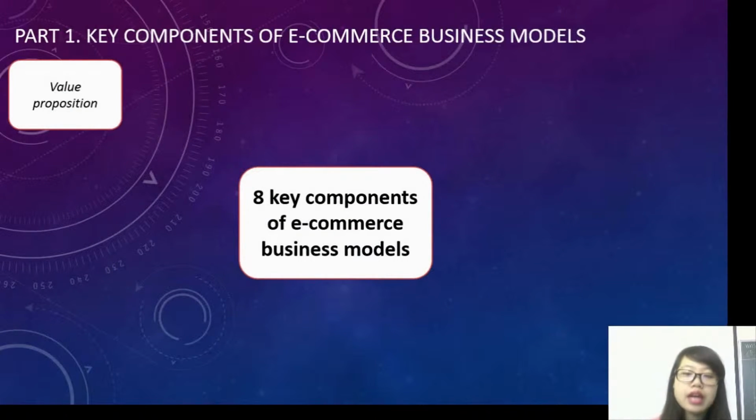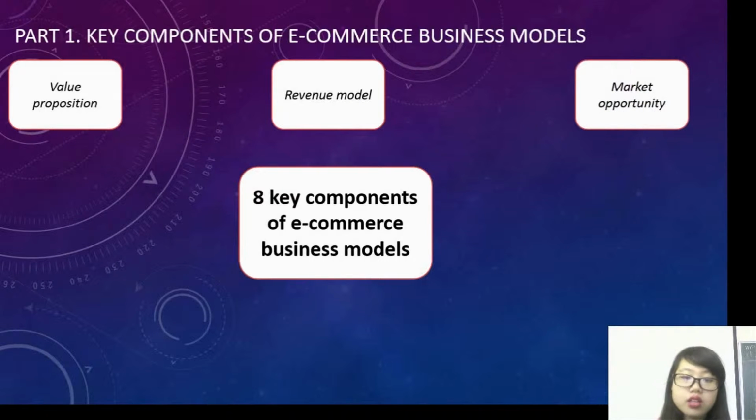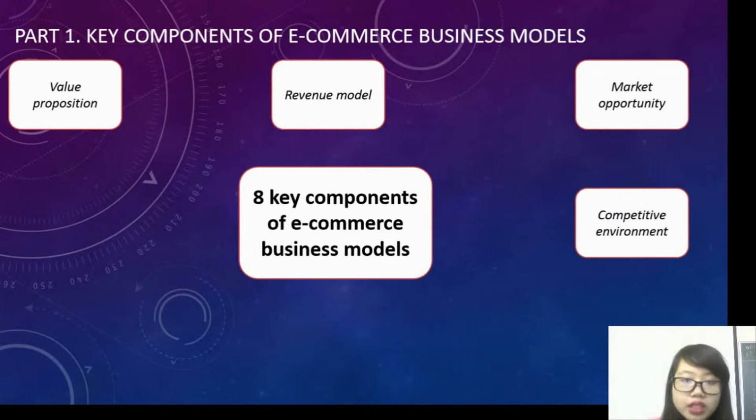What about the key components of e-commerce business models? There are 8 of them. The first one is value proposition, which is how a company's product or service fulfills the needs of customers. The second one is revenue model. It defines how the company plans to make money from its operations. The third one is market opportunity, which is the revenue potential within a company's intended marketplace. The fourth one is competitive environment, the direct and indirect competitors doing business in the same market space, including how many there are and how profitable they are.